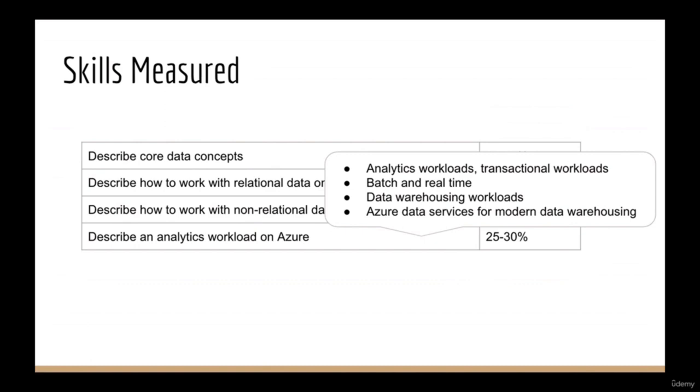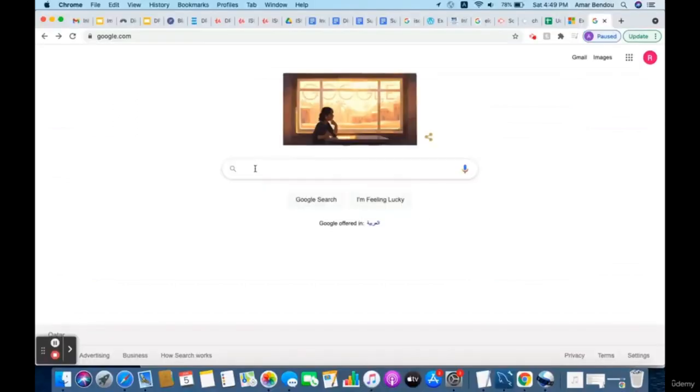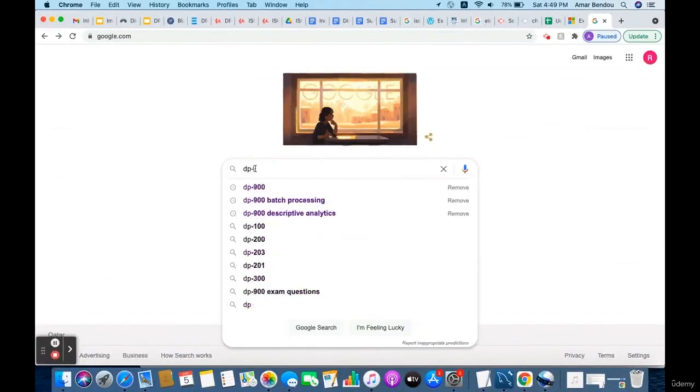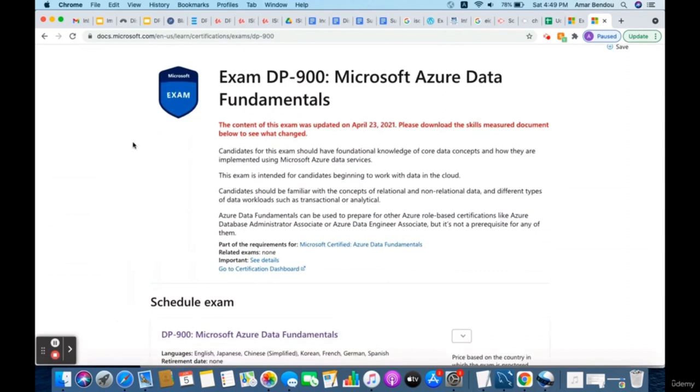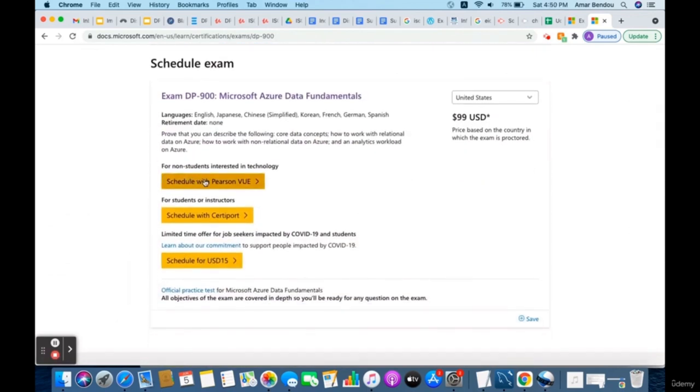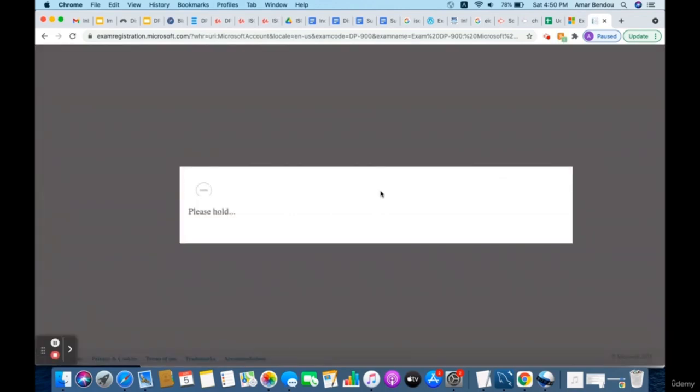So if you want to take and pass your DP-900 exam, then don't wait. Go to your preferred search engine and look for the DP-900 Microsoft Azure Fundamentals exam. When you open the link, you'll find the price of the exam, which is relatively cheaper than regular Microsoft exams. It's actually only $99. This is not sponsored, I'm just saying. You could take your exam online or in the test center, and you can schedule your exam with Pearson VUE and pay the fees there.